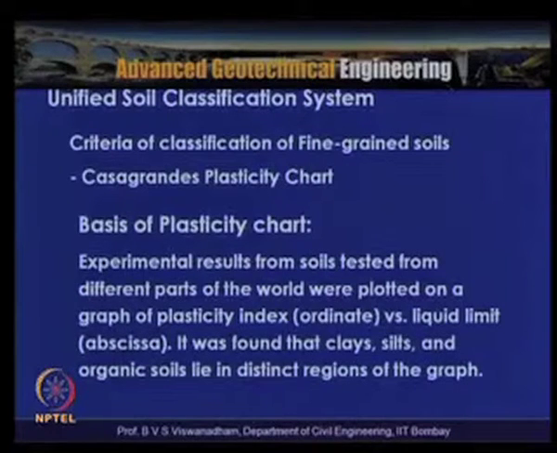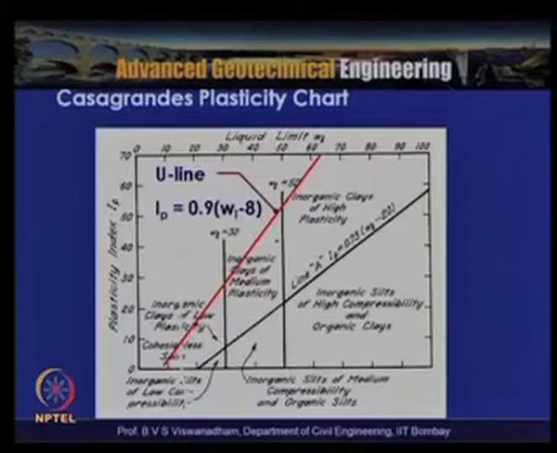So the experimental results from the soils tested from different parts of the world were plotted graphically as plasticity index versus liquid limit, with plasticity index on the y-axis and liquid limit on the abscissa. It was found that clays, silts and organic soils lie in distinct regions of the graph. So this particular chart was arrived at based on the data collected from a number of soils like clays, silts and organic soils, and it was found to distinguish them with the help of the chart. So in this particular slide, Casagrande's plasticity chart is shown, and on the x-axis what you see is the liquid limit.